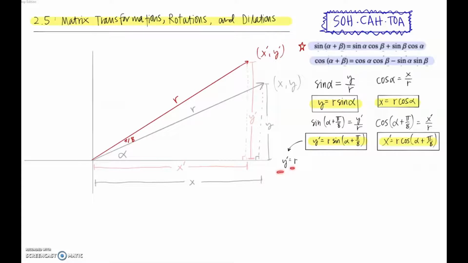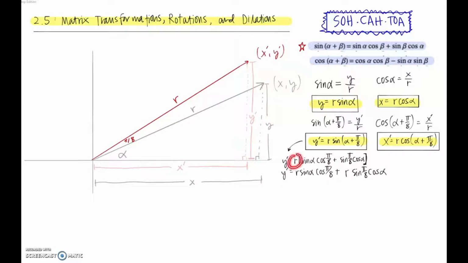So I have y prime equals r times this, but instead of this, I'm now going to use this formula up here. And so we can say that y prime equals r times the sine of the first angle times the cosine of the second angle. We better put some brackets around there, plus the sine of the second angle times the cosine of the first angle.